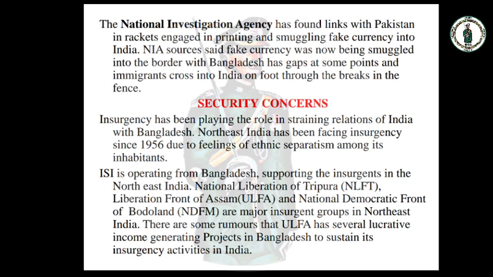Along with it, there is also the issue of smuggling of fake currency. The National Investigation Agency of India has found that these fake currencies are being smuggled across the border through immigrants. Apart from this, security concern is also one of the main issues for India, as insurgency is the main factor leading to the straining of relations between India and Bangladesh. The northeastern part of India has been facing insurgency for the last 6 decades. For example, the ISI is operating from Bangladesh and supporting the insurgents in the northeastern states of India, groups like NLFT, the United Liberation Front of Assam and the National Democratic Front of Bodoland.